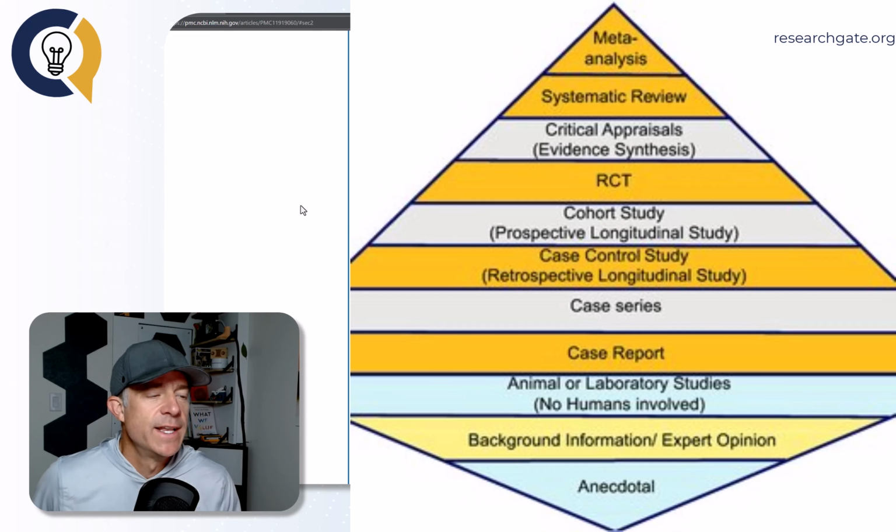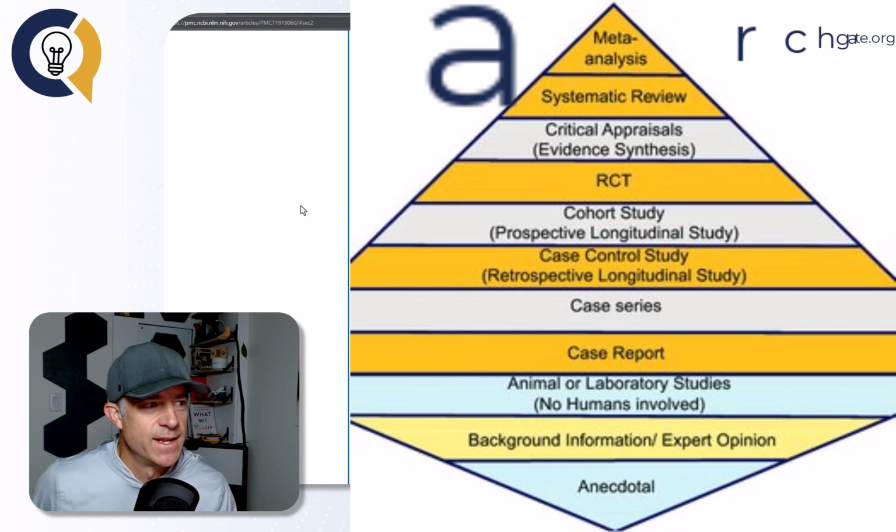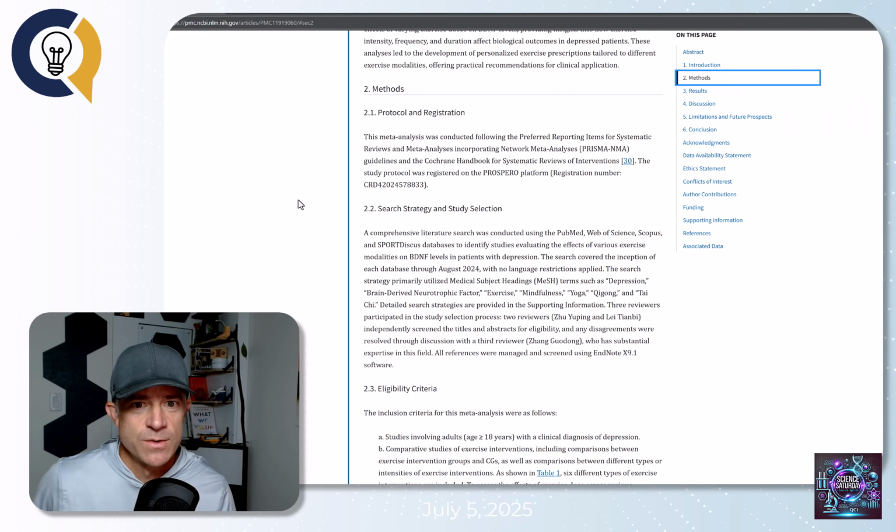But in general, this hierarchy works. So in this particular case, we're looking at a systematic review. I think it's number 2 on our hierarchy. So something to keep in mind. Next up, we want to know the sample size and how they got the people, how they excluded people.